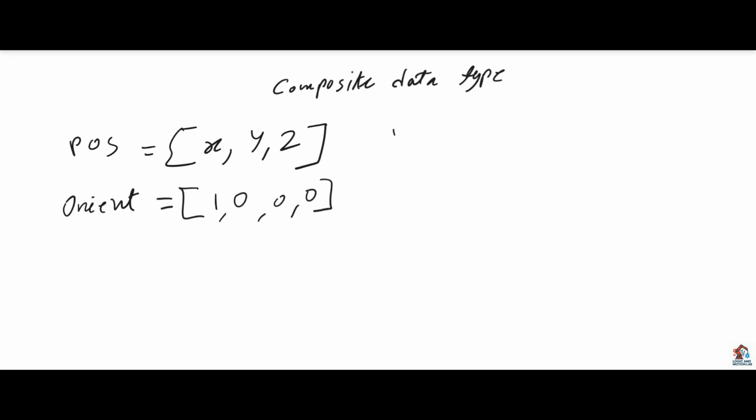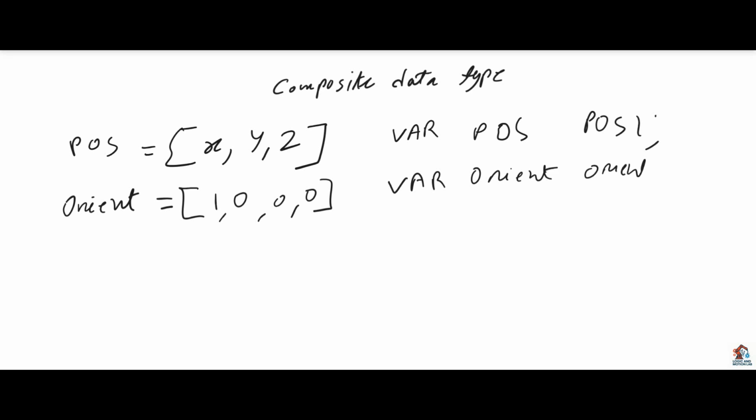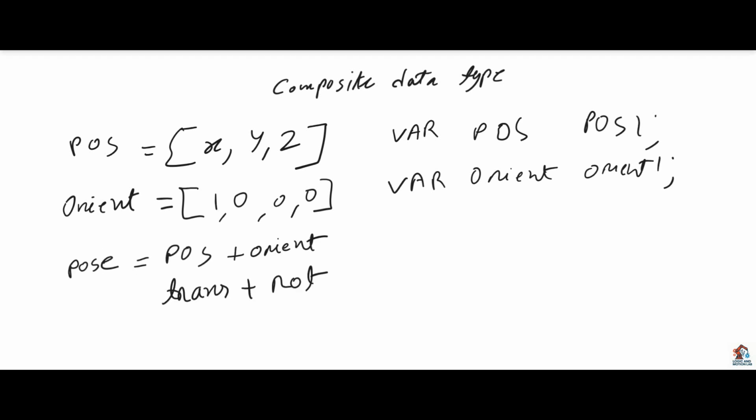You will declare it the same way, as we have done before, like var pos position1, var orient orient1. The next one is called pose. Pose is basically a combination of pos and orient data, and they will get renamed as translation and rotation.